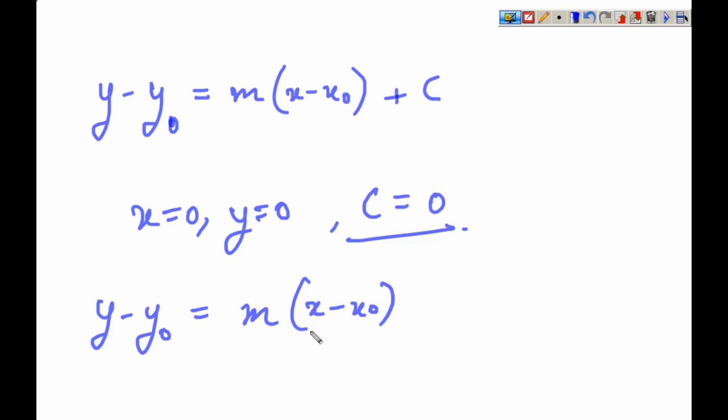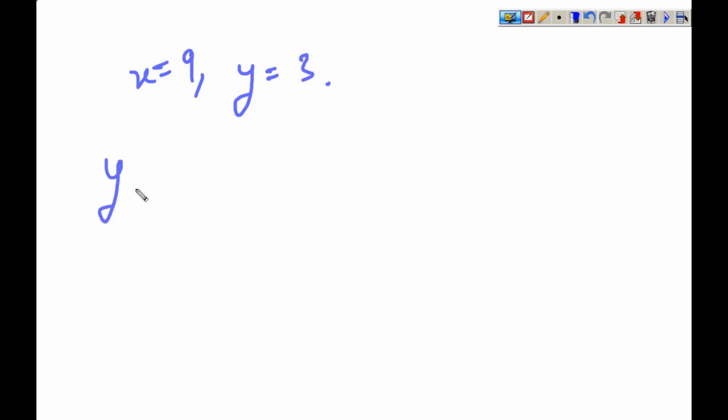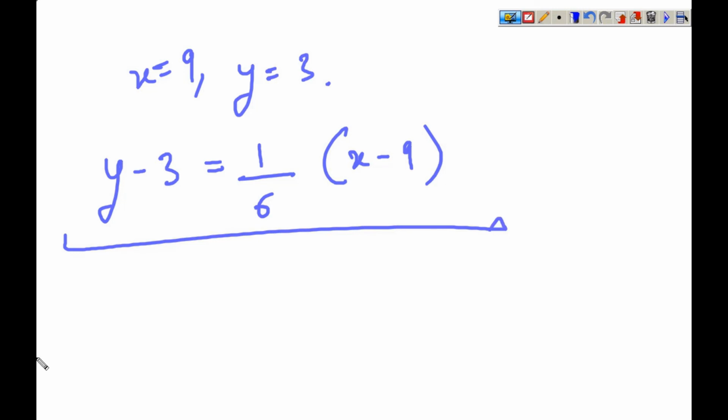So the slope of the line, we already know that m is given as 1 by 6. We already found that out. So we just need to formulate the equation of that line. Now how do we do that? We already have some initial points. We can take any initial point. Let's say we take x as 9, so that gives us y as 3. So the equation of the line will become y minus 3 equals 1 by 6 times x minus 9. So this is the equation of the tangent line which touches at x equals 9.